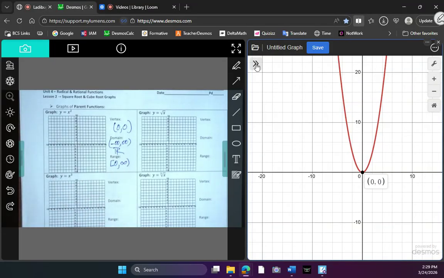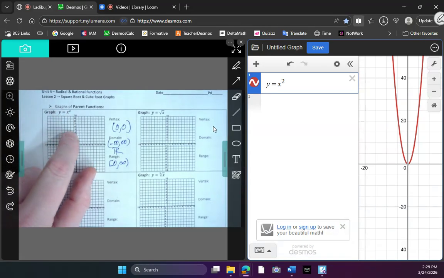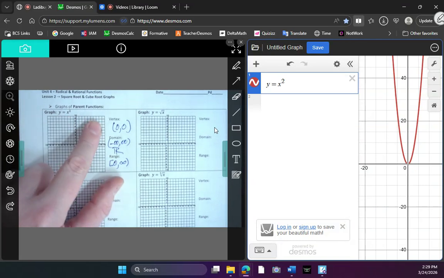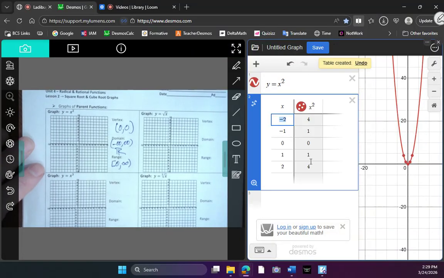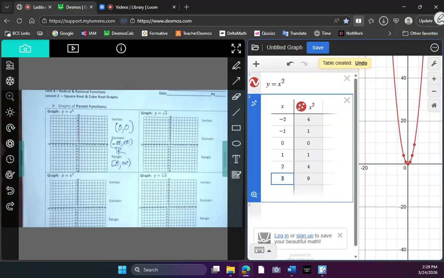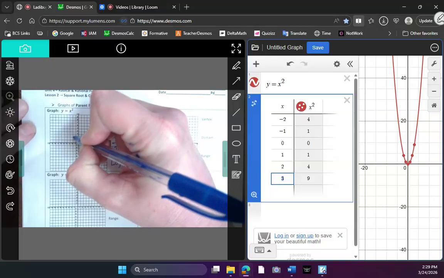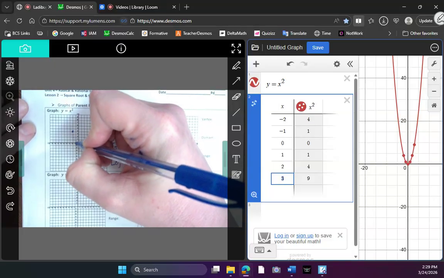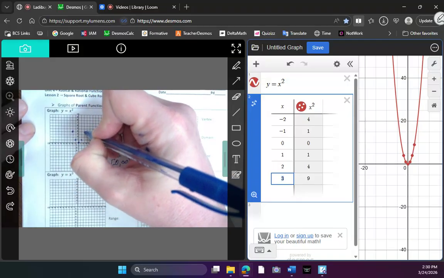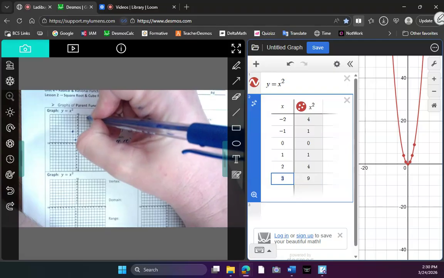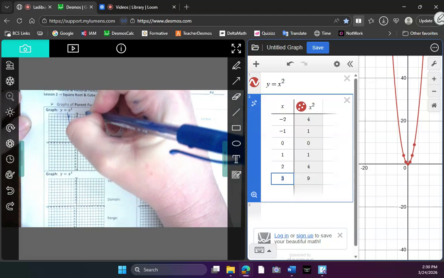Okay, so hopefully you know that to get any XY coordinates, you pick an X, you plug it in, you calculate it out, you get your Y. Or you could use Desmos and edit your list, get a table of values, and then you get all kinds of XY coordinates. So we've got -2, 4; -1, 1; 0, 0; 1, 1; 2, 4. We've actually got 3, 9, and -3, 9. And there is our parabola.